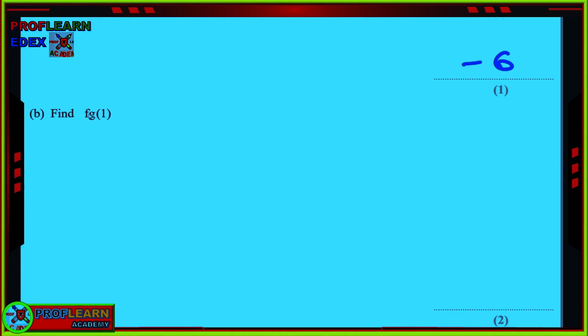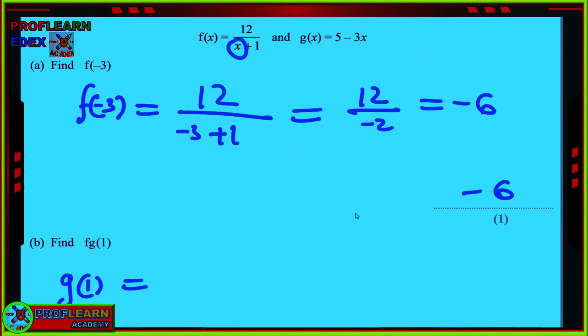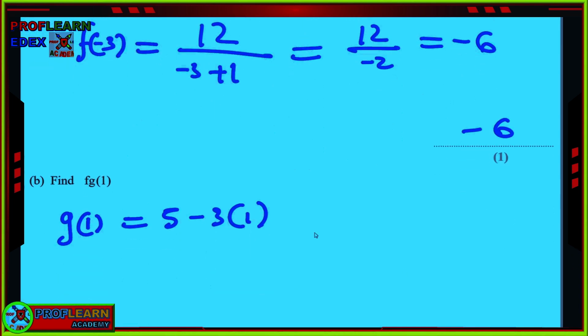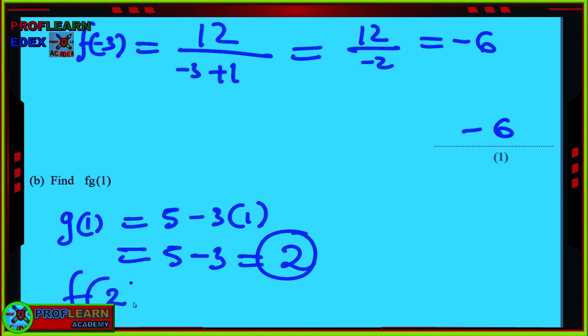But if you're working out fg of 1, first we need to find what g of 1 is. Anywhere we have x in the function g, we're going to substitute with 1. So this is going to be 5 minus 3 into 1. And then you put it into your calculator. This is going to translate to 5 minus 3, and that is going to be 2. So you shall say f of 2, because already you have gotten what g of 1 is. g of 1 is 2.